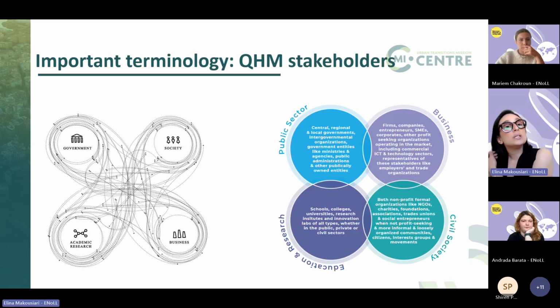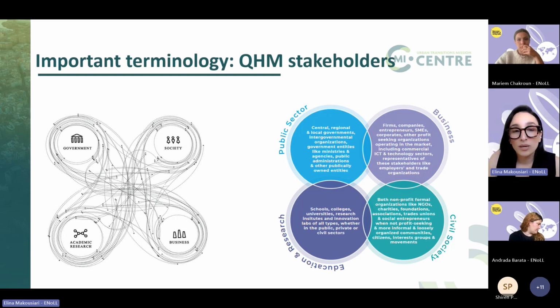An important terminology, which Mariam already mentioned before, is the quadruple helix model: the public sector, business and private sector, research and education, and civil society. Engaging these different types of stakeholders is very crucial, because all of them are relevant and intertwined in different dynamics and relationships within a Living Lab or a project. So everyone needs to be there. When we talk about stakeholders, we need to take every time into consideration that they should come from each category, so all these categories should be represented.